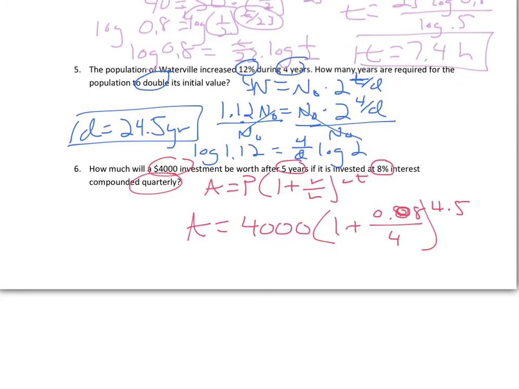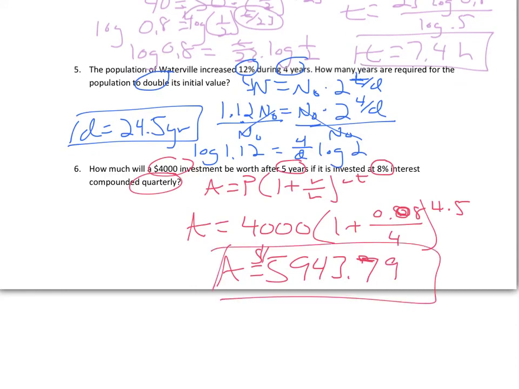4,000 times, parentheses, 1 plus 0.08 divided by 4, all to the 20th power. And you get A equals $5,943.79. And I know that seems tough, but we'll do some more in class, I promise.